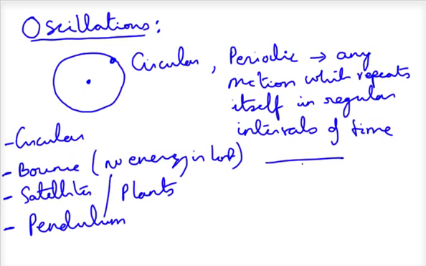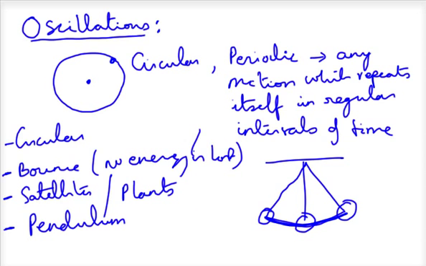So if you take a simple pendulum and then you shift it a little that side and then leave it, you see that the pendulum oscillates about the mean position. So this is also periodic motion. These are all examples of periodic motion, and these constitute a category of motion where the body repeats its motion in regular intervals of time.